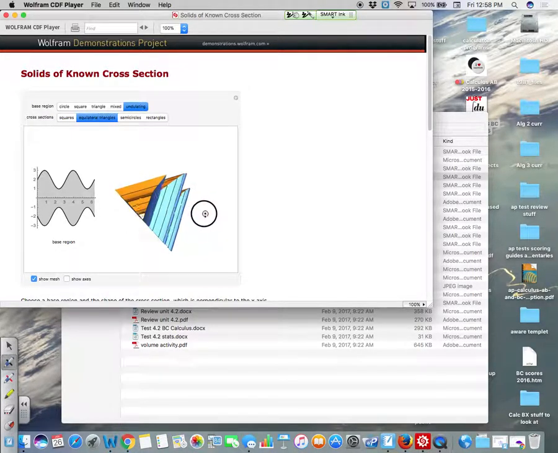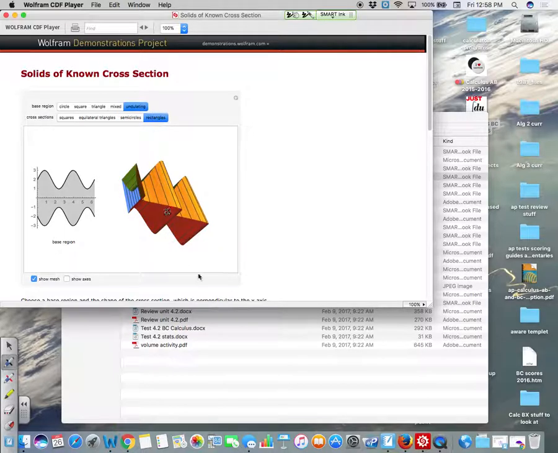Now you can see they're triangles. That's cool. Okay, your semicircles. That's really cool. I like that. It looks like a base. There's rectangles. So we can get the volume of some pretty funky things. I wanted to show you that. All right, so now we're going to do it.